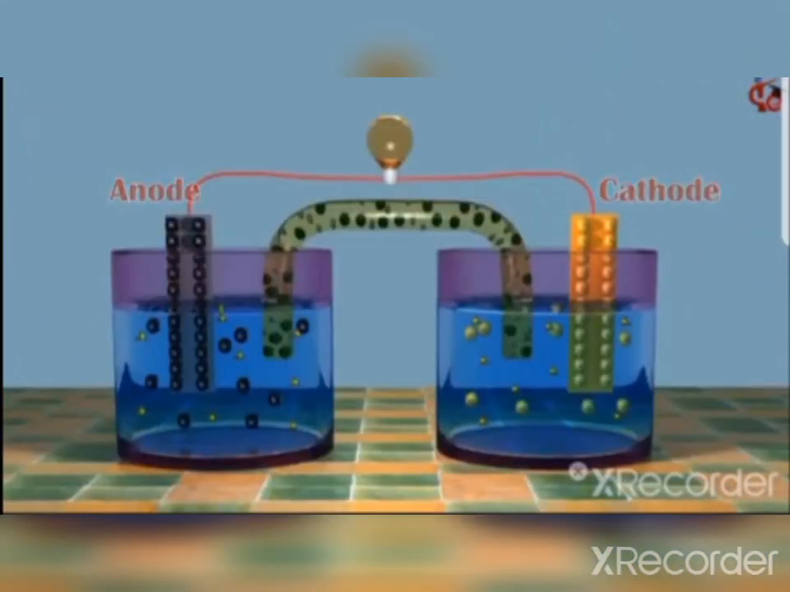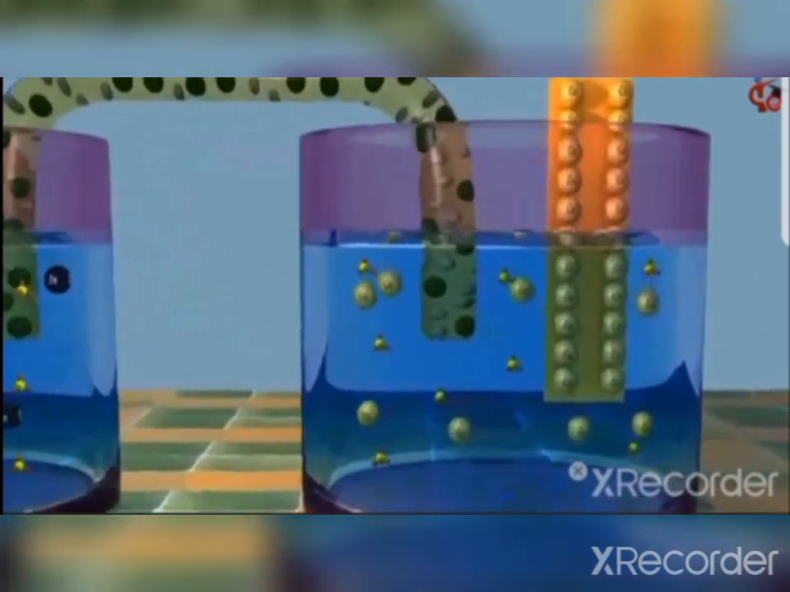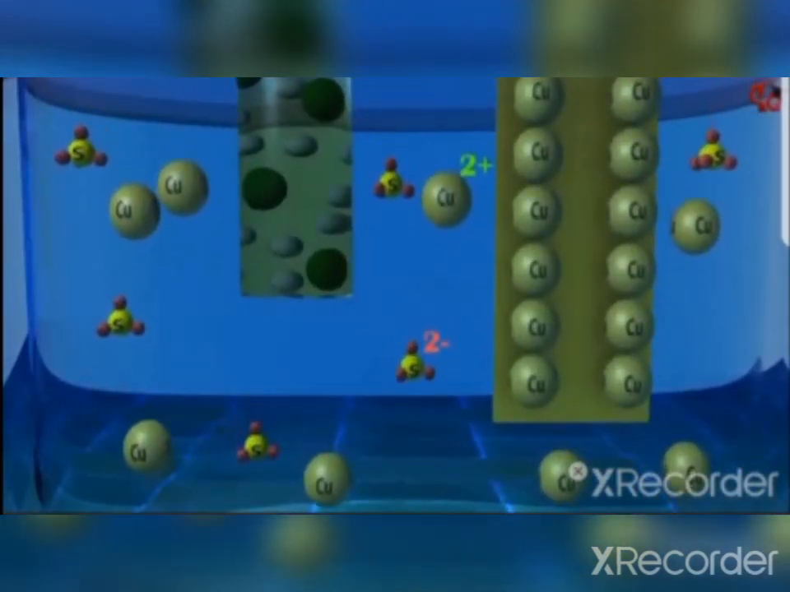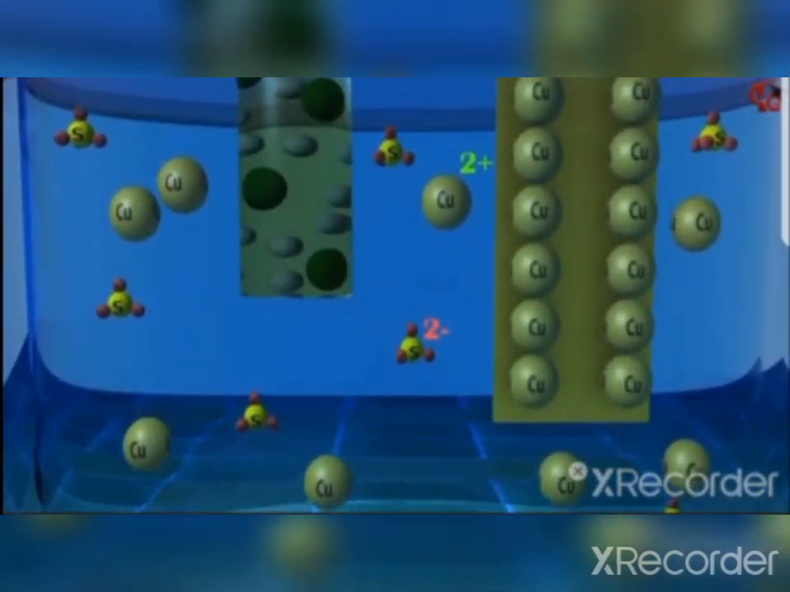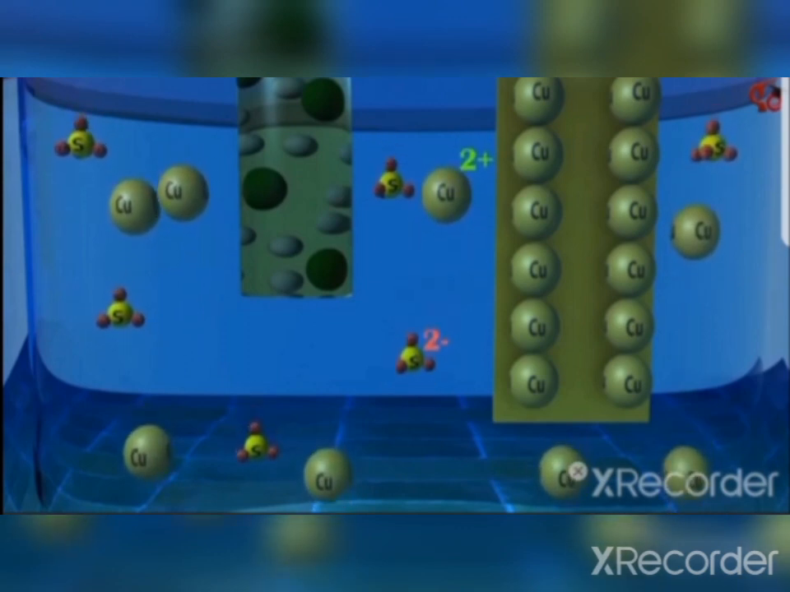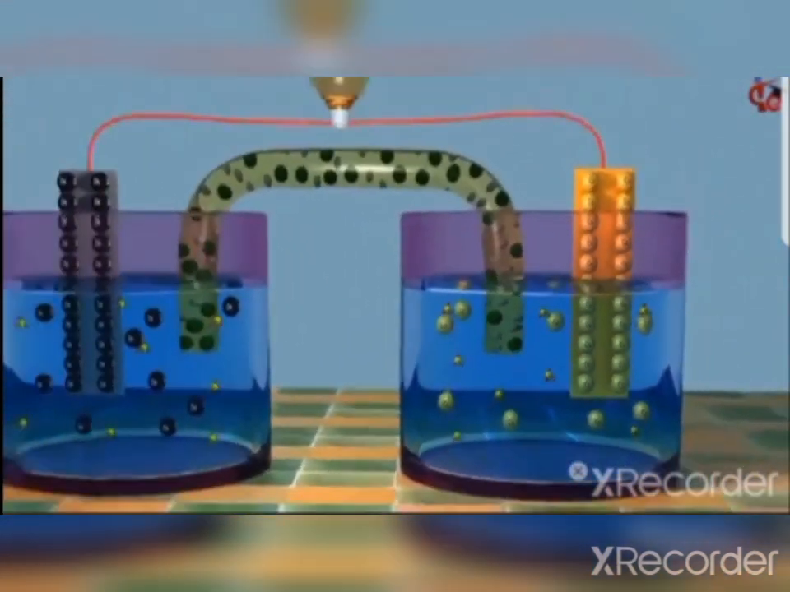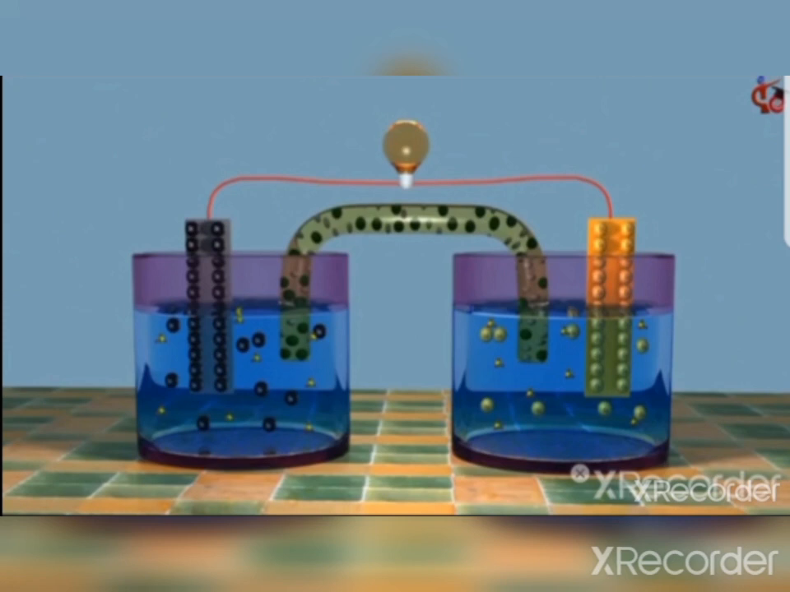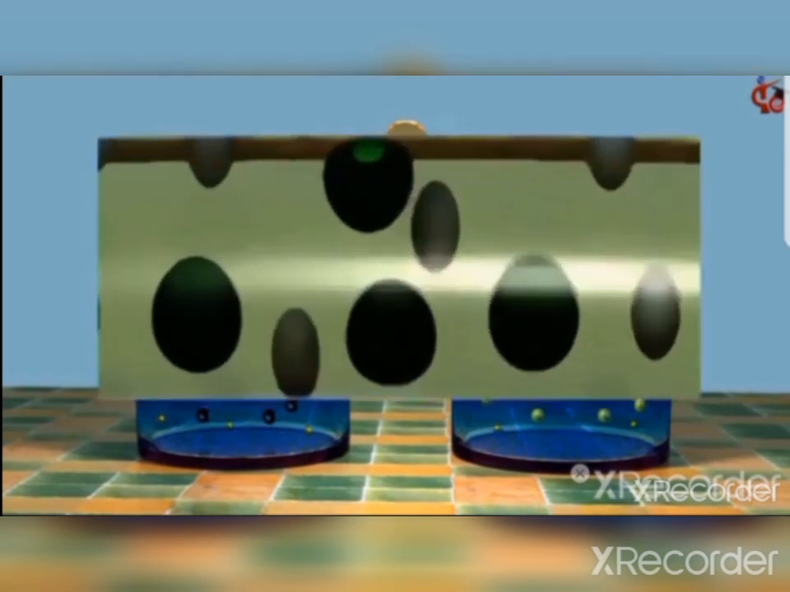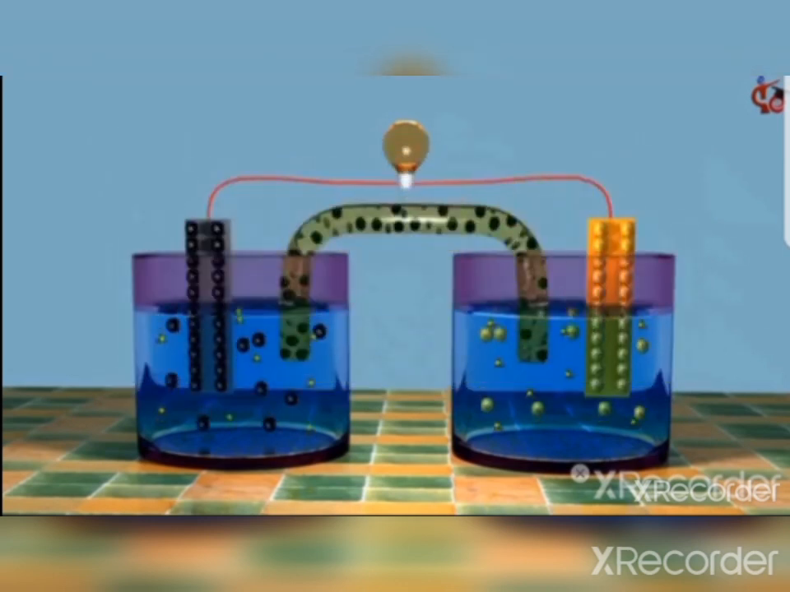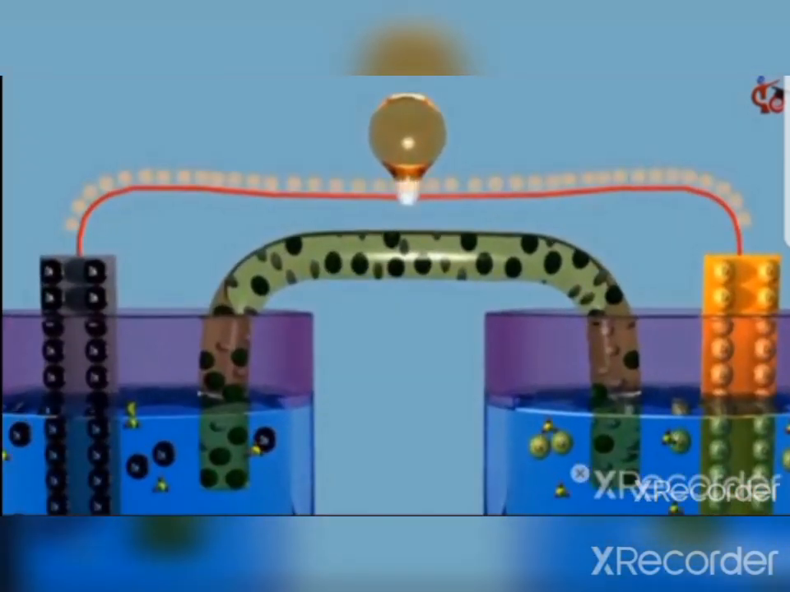And the cathode is a copper rod dipped in a copper sulfate solution. A salt bridge, which is an inverted U tube containing an inert electrolyte such as potassium chloride or sodium chloride, makes the electrical contact between the solutions through which ions can move.